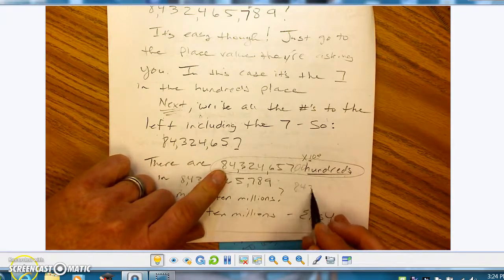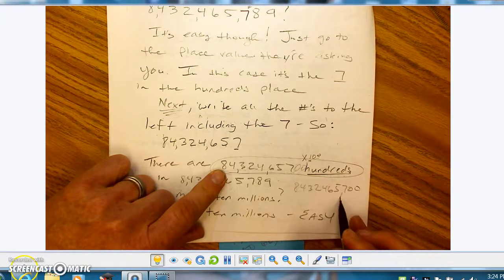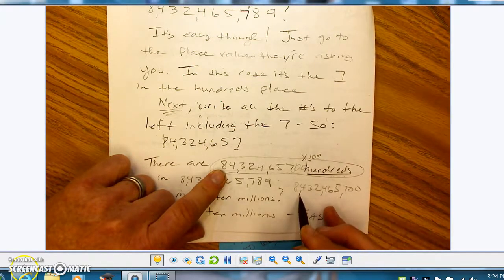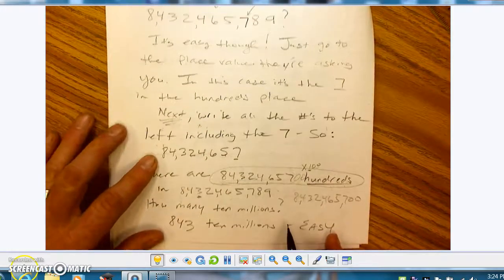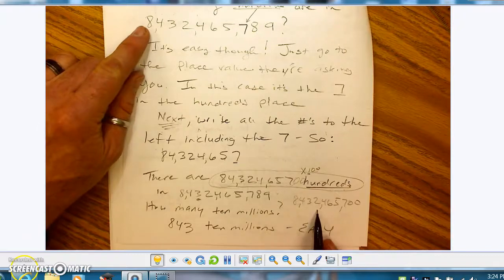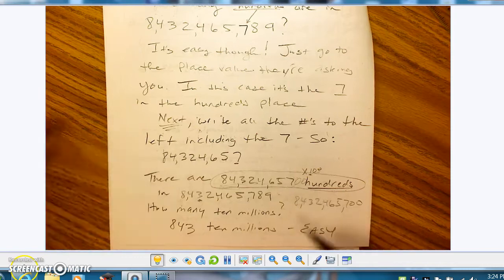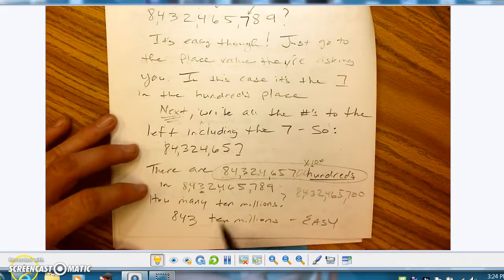Put on 2 zeros, and then it changes things. 8,432,465,700. Let's go back and put commas. Boom, boom. Are we back to originally what we had? 843. There it is. And so if you get to the point where you're like, I think this is right, but I'm not sure, multiply and check. And you could do the same thing down here.